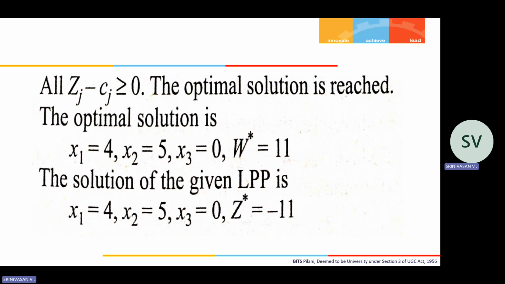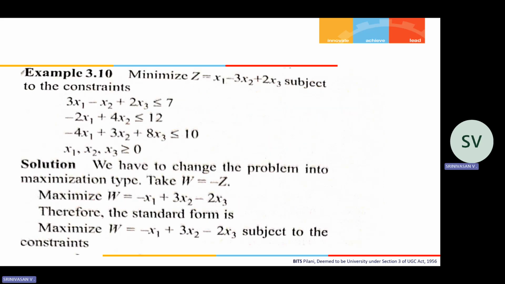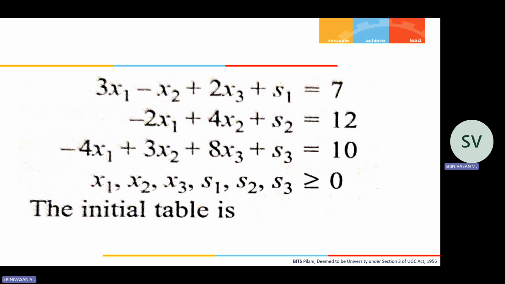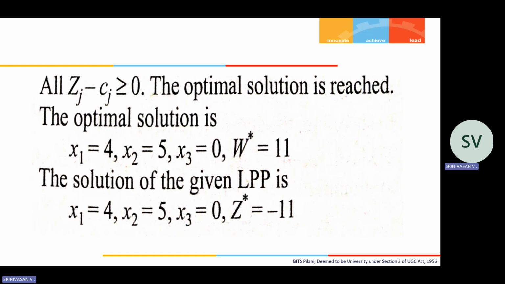Okay. Now, what is your original problem? Max W is minus x1 plus 3x2 minus 2x3. x3 is 0. So it goes off. Isn't it? So here you have minus x1. x1 value 4. x2 value 5. So minus 4 plus 15, you get 11. So the calculations found out after the second iteration showing you W star, that is maximum W equal to 11, is correct. But remember, W is just that we have introduced in place of minus Z.